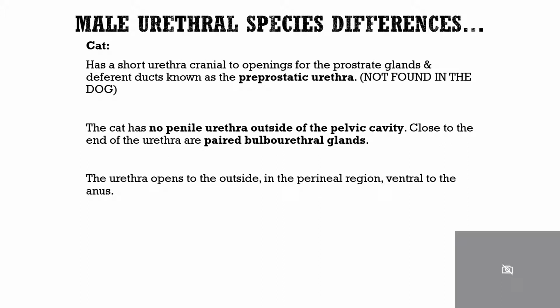Male urethral species differences, this time in the cat. The cat has a short urethra cranial to the opening to the prostate glands and deferent ducts known as the preprostatic urethra. This is not found in the dog. The cat has no penile urethra outside of the pelvic cavity. Close to the end of the urethra are paired bulbourethral glands, which we've talked about in your reproductive lesson. The urethra opens to the outside in the perineal region, ventral to the anus.